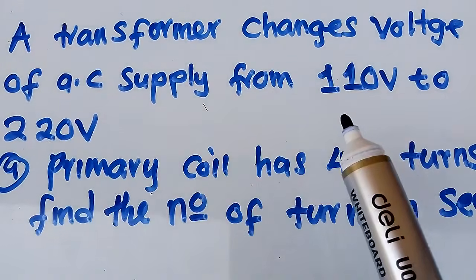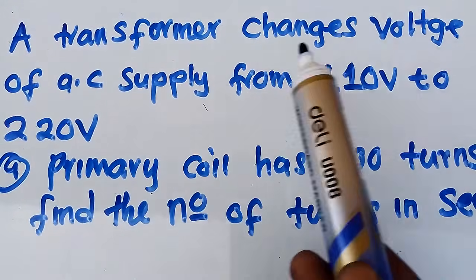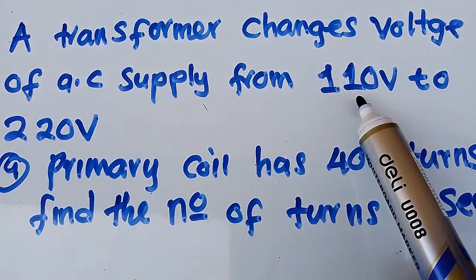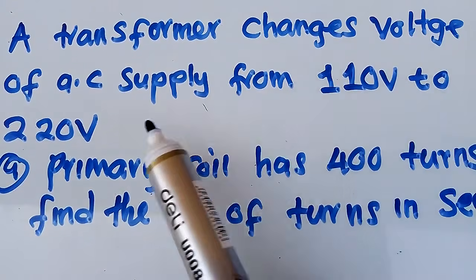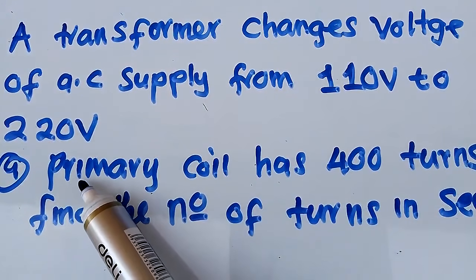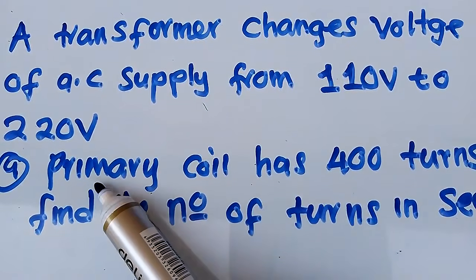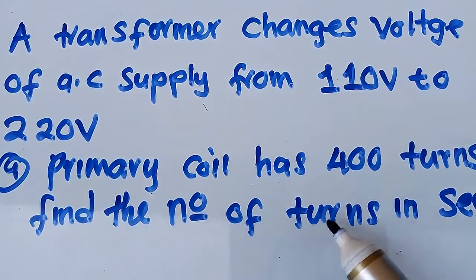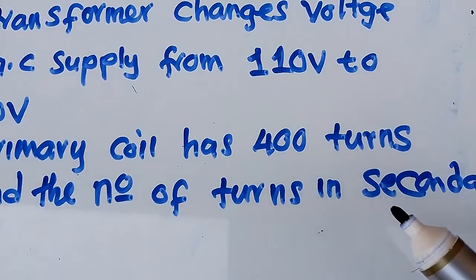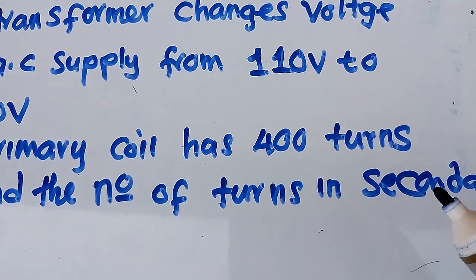So let us look at this question, which is saying a transformer changes voltage of AC supply from 110 to 220. So from 110 volts to 220 volts. The first question we are told to find: the primary coil has 400 turns. Find the number of turns in the secondary. So how can we find the number of turns in the secondary?